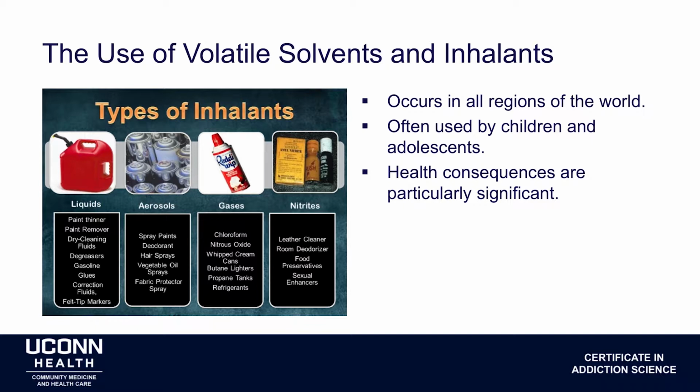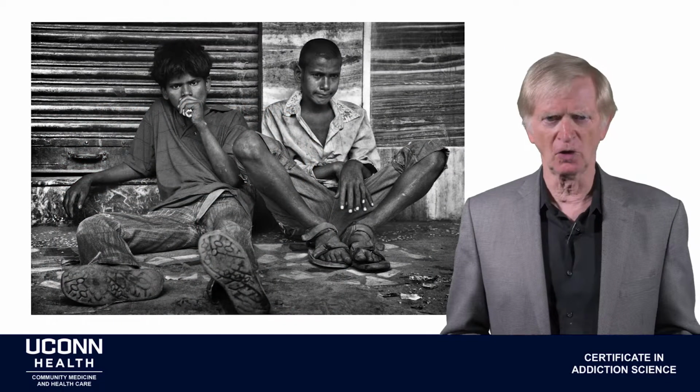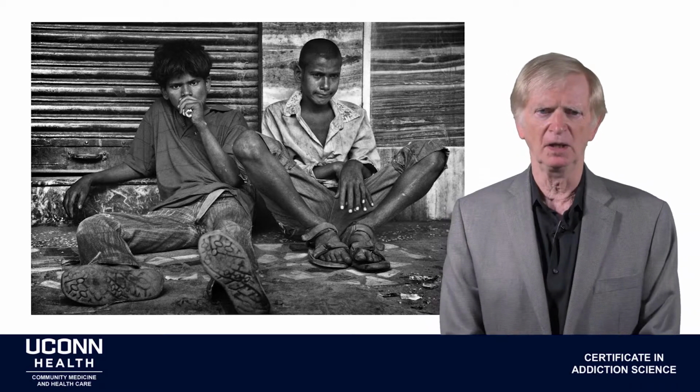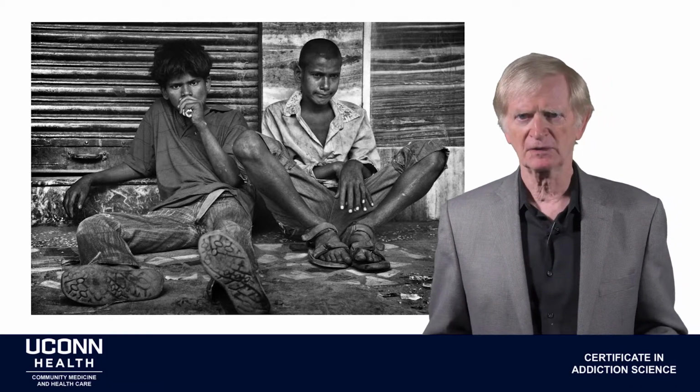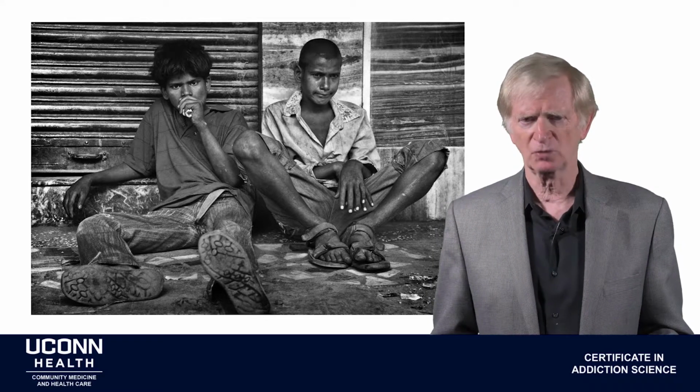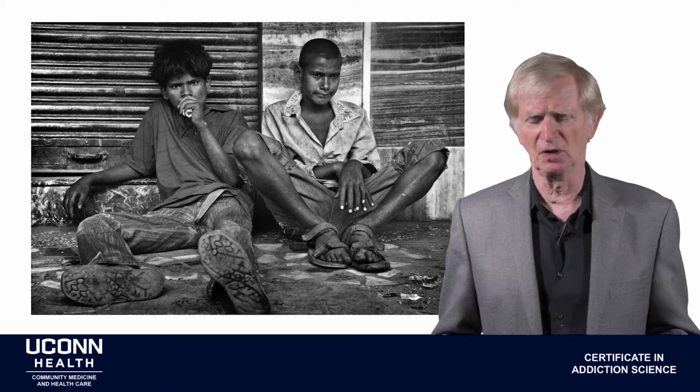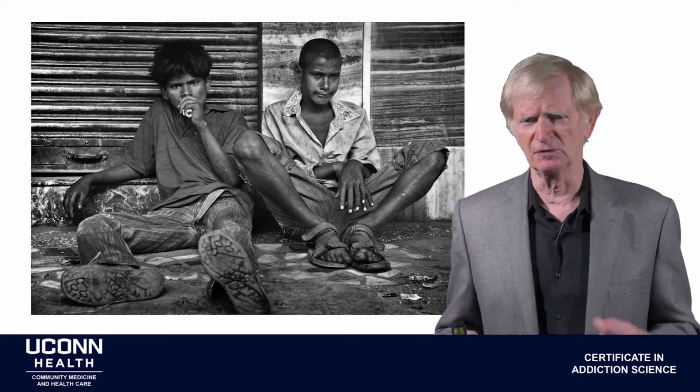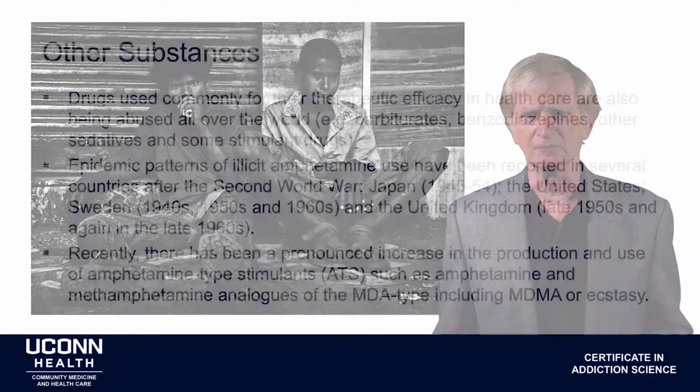Another type of drug which is very particular to certain populations is the use of volatile substances and inhalants. This comes in the form of sniffing liquids like gasoline, aerosol cans, and other types of volatile substances that people can get their hands on, usually from industrial products. It occurs in all regions of the world, but it's particularly damaging to young children and adolescents in large urban areas where there are very poor living conditions. The health consequences can be quite profound in terms of the effects on the development of a young person's brain.